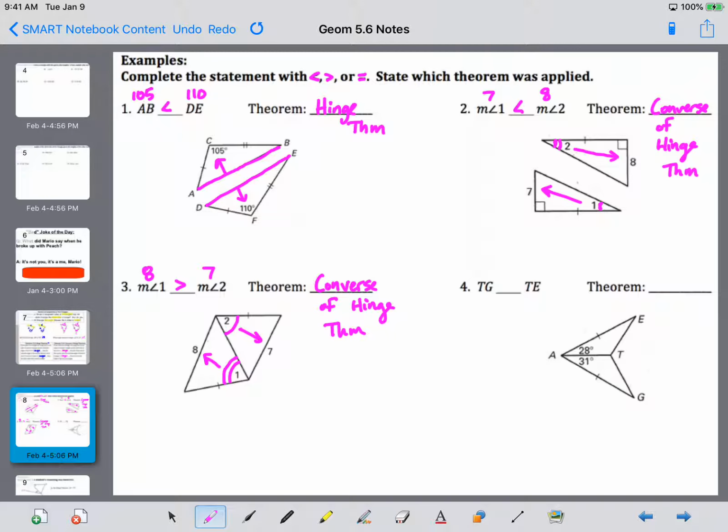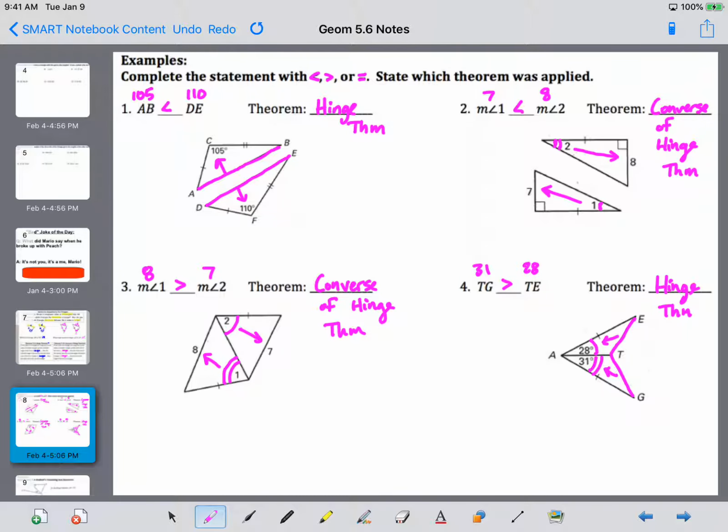All right, and lastly, we have this 28 degrees here and this 31 degrees here. So we can see that side TG is across from 31 degrees, so I'm going to put that above here. And TE is across from 28. We can see that 31 is greater than 28. And if you're comparing two sides, given the angles, we're using the hinge theorem. All right, let's move along to a couple more examples here.